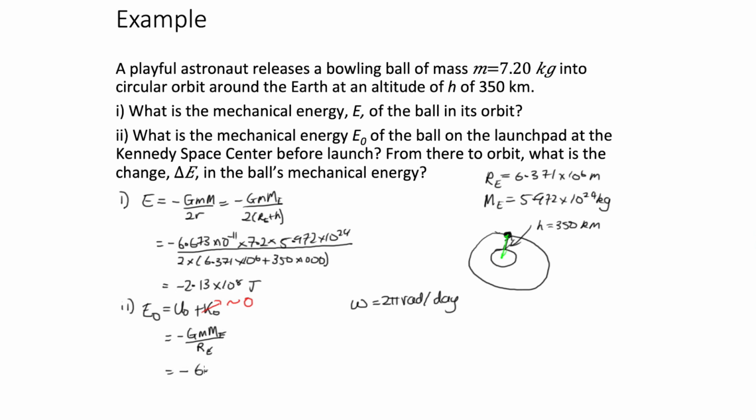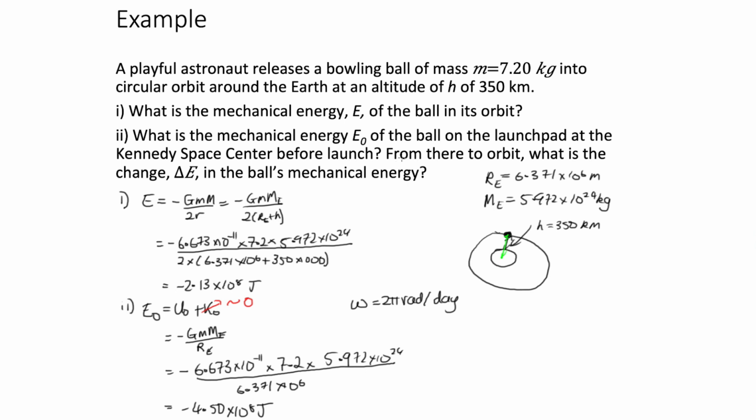So this is minus 6.673 times 10 to the minus 11, times 7.2, times the mass of the Earth, which is 5.972 times 10 to the 24, divided by the radius of the Earth, which is 6.371 times 10 to the 6 meters. So solving that, we end up with minus 4.50 times 10 to the 8 joules.